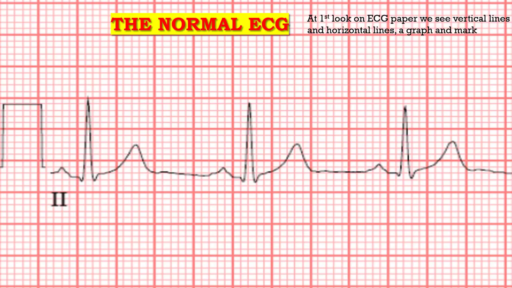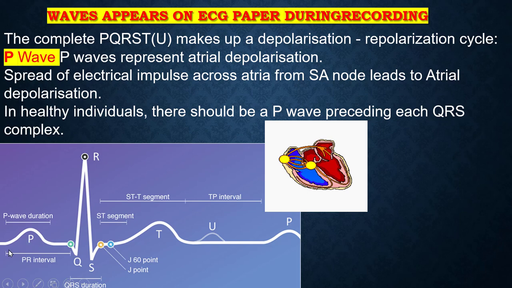The P wave represents atrial depolarization. Here is the SA node, from here the current originates and spreads over the atria and depolarizes them, and this depolarization causes the appearance of the P wave on the ECG paper. During recording, the P wave appears on the ECG graph. Spread of the electrical impulse across the atria from the SA node leads to atrial depolarization.